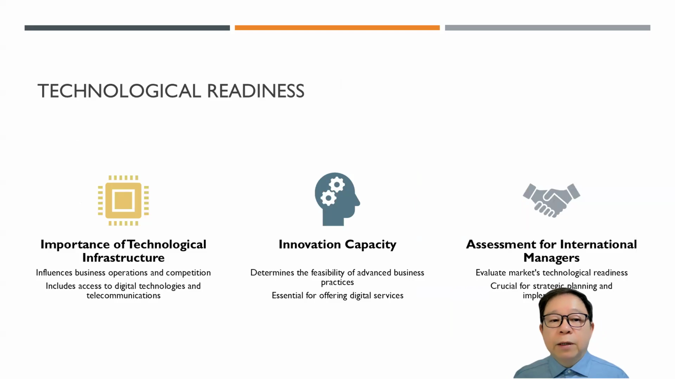We all understand the advancement of technology nowadays, right? Especially the AI. So technological infrastructure is very important. It means how much resource the country has invested. Yes, because it will affect the business operation and competition, including access to digital technology and telecommunication, right? So I think the infrastructure is very important.